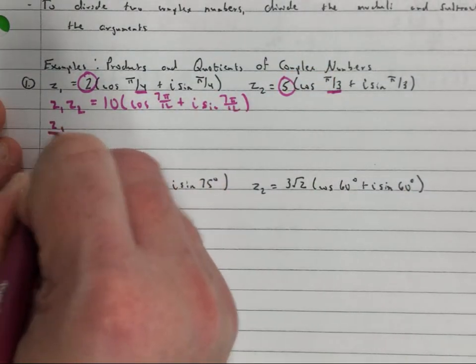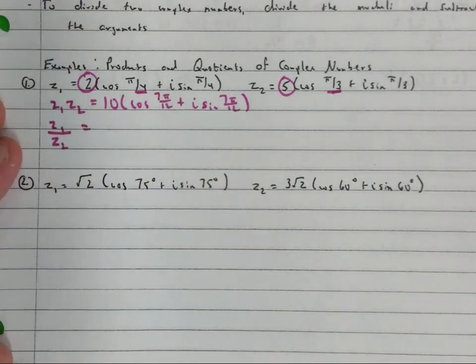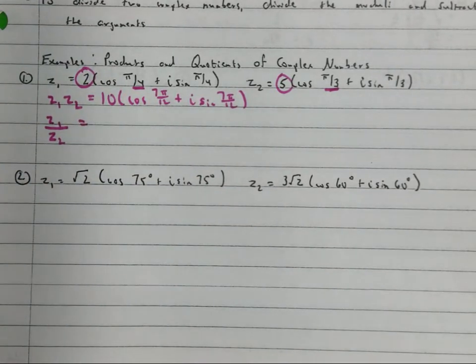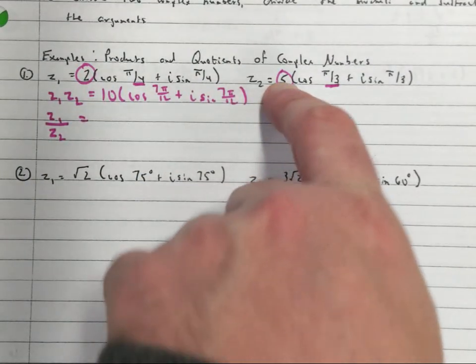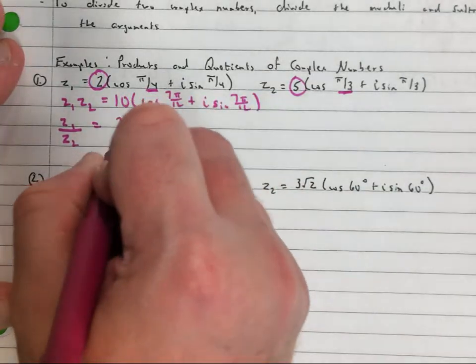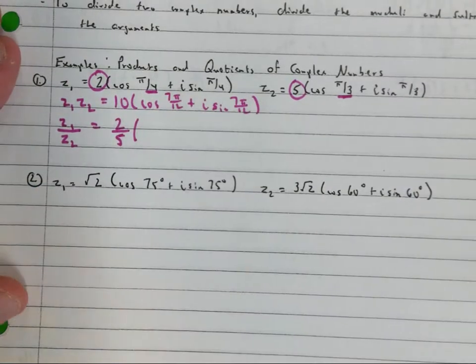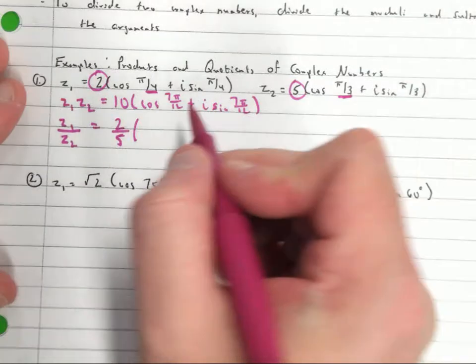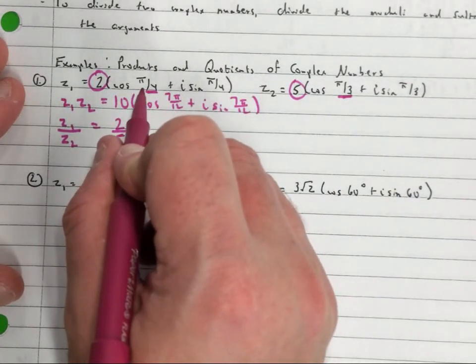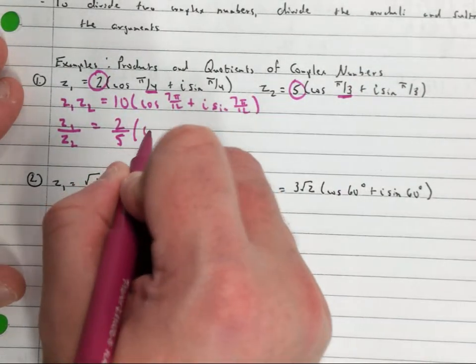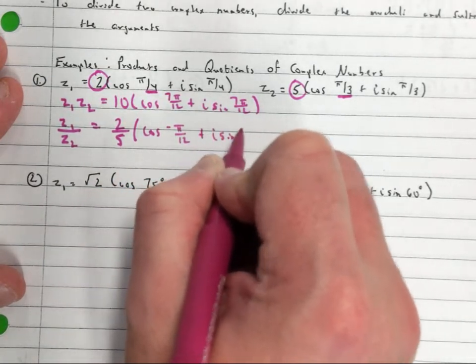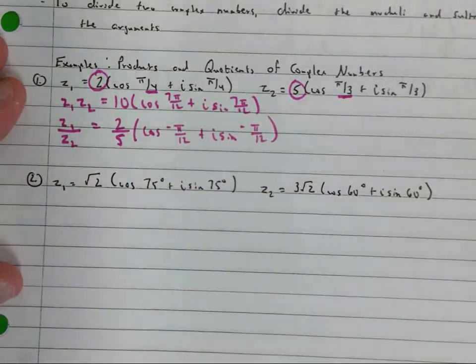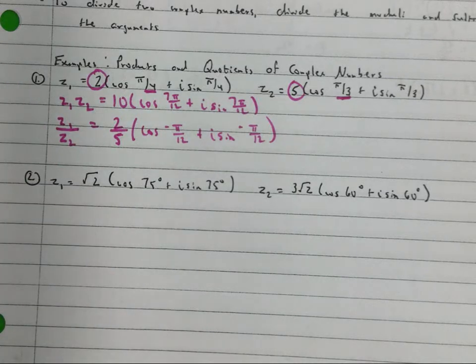Now I want to divide Z1 by Z2. So I multiplied them, now I'm going to divide them. You divide the outside numbers. What's 2 divided by 5? 2/5. You can't do anything with that. What do you think we do inside now? Subtract. So that's 3 pi over 12 minus 4 pi over 12, so this would be negative pi over 12. And that's all you do for these.